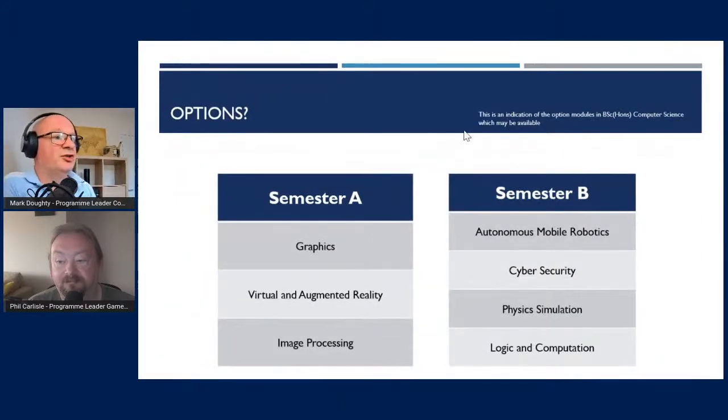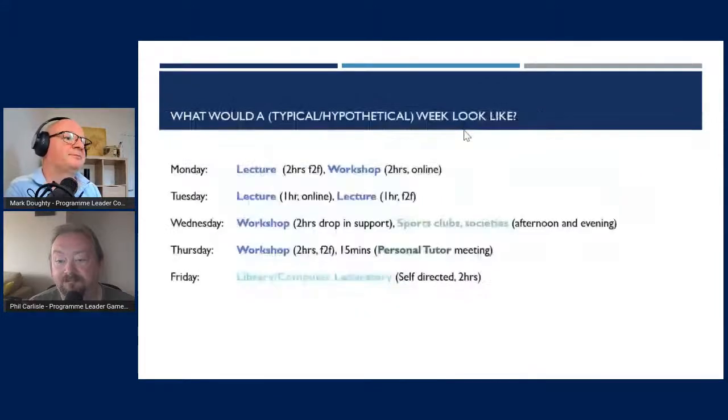Some of the options that you can choose in the third year include things like graphics, looking at programming graphics, VR and AR, for instance, and image processing, as well as things like robotics, cyber security, and so on. Also some of the more theoretical sides of computer science, like logic and computation. All of those give you an ability to tune that degree to focus on where you see yourself moving onwards after your degree and where your interests lie.